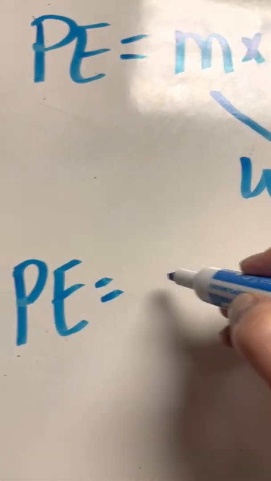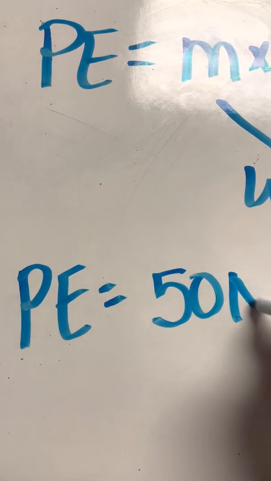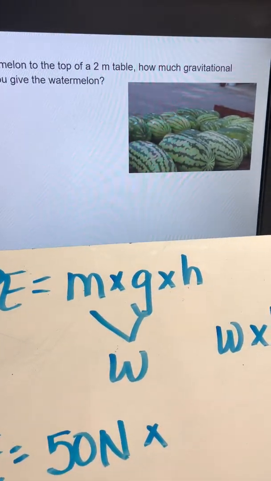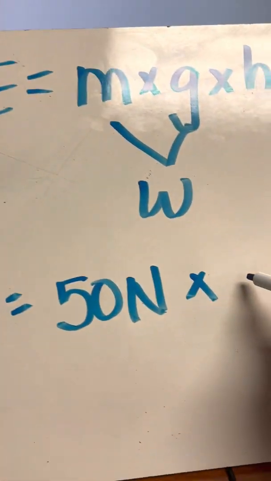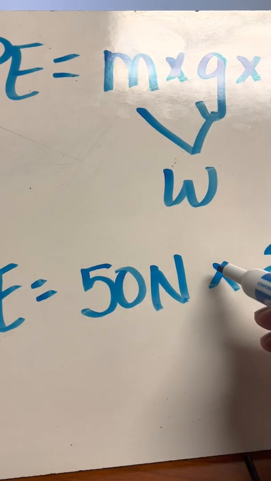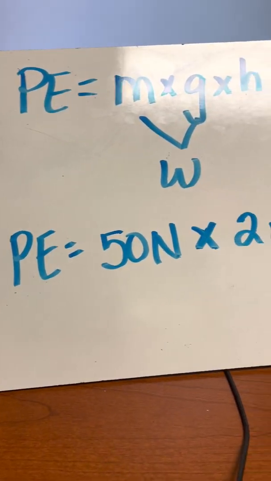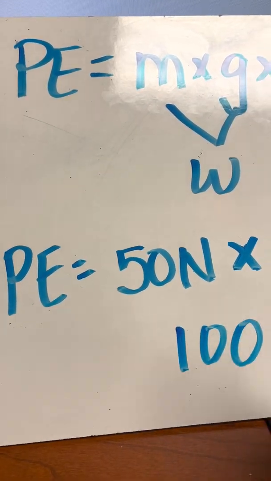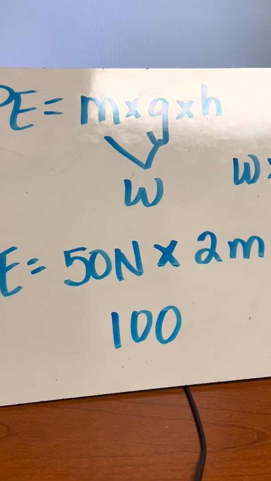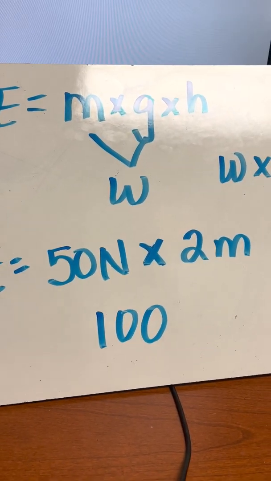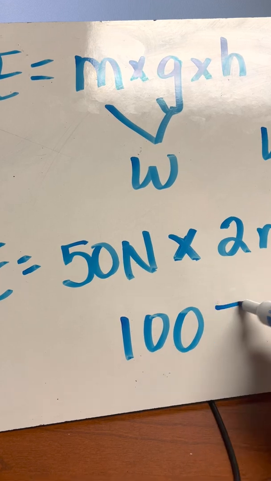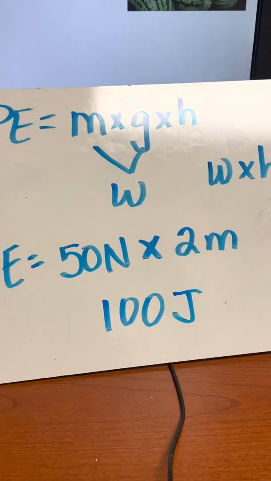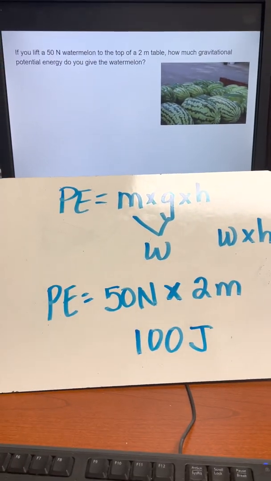So we're going to go immediately to 50 newtons times the height. The height of the table is 2 meters. So to solve this equation, we multiply 50 times 2, which is 100, and it's very important for you to use the correct units for energy, which are joules. So 100 joules is the answer to that problem.